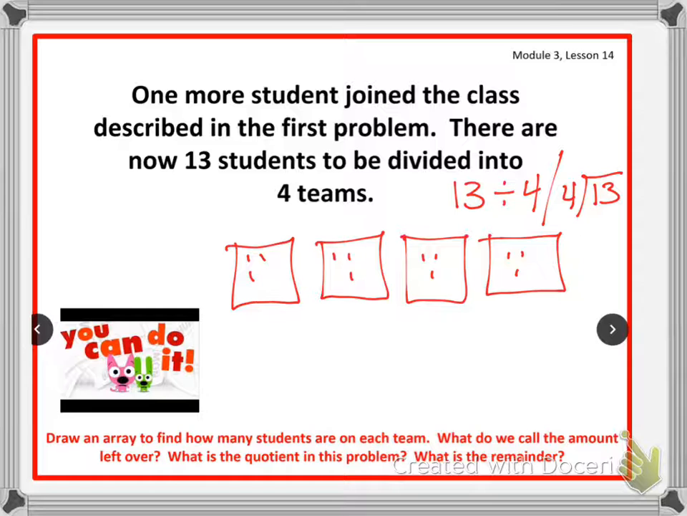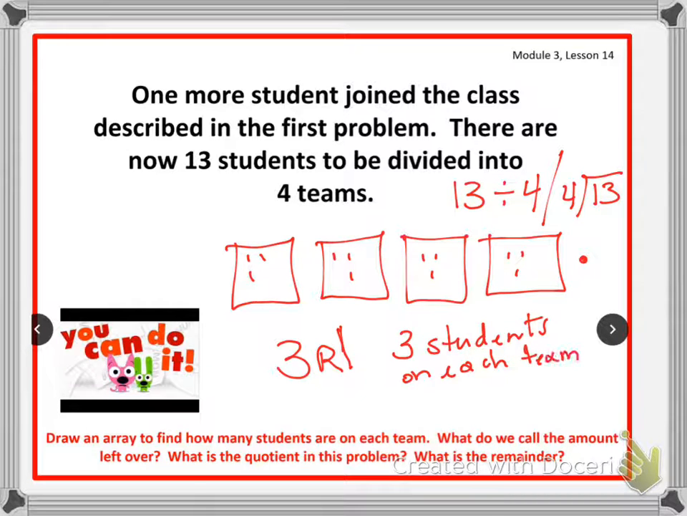13 can't fit into a group, so he is considered our remainder. So we've got 3 remainder 1. That basically says that we've got 3 students on each team with 1 student left over. So he doesn't have a team.